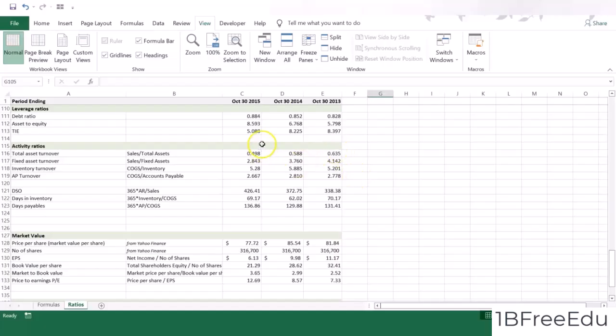In this case, we can cover our obligations 5 times, but this has been decreasing over the years.